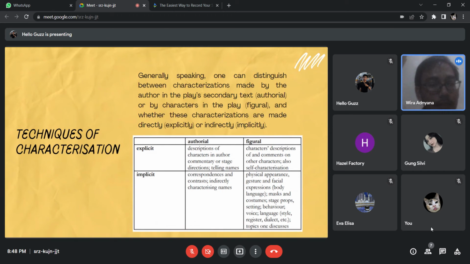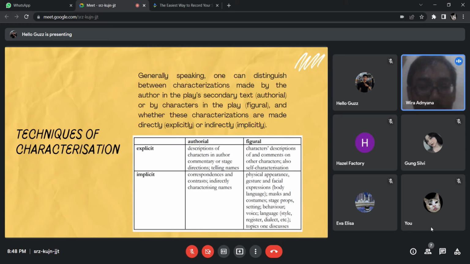So the last is technique of characterization. Generally speaking, one can distinguish between characterization made by the author in the play's secondary text, or authorial, or by a character in the play, figural, and whether these characterizations are made directly, explicitly, or indirectly, or implicitly.